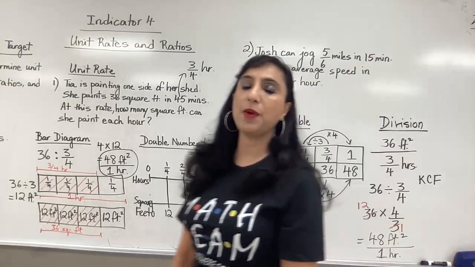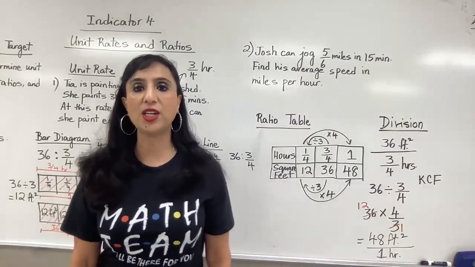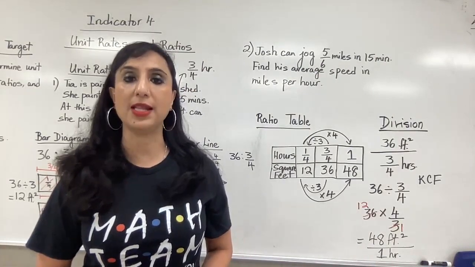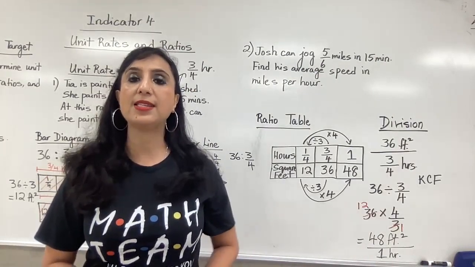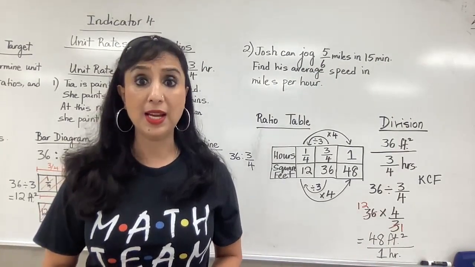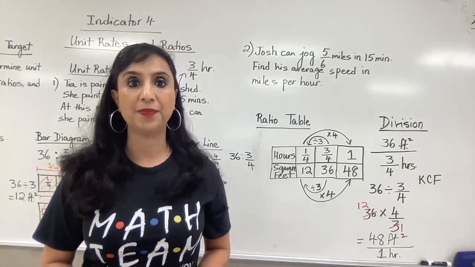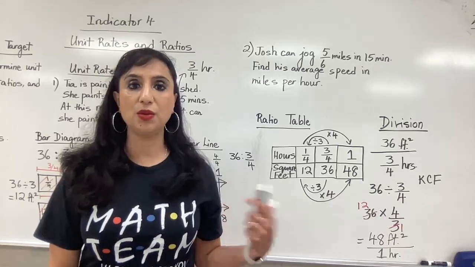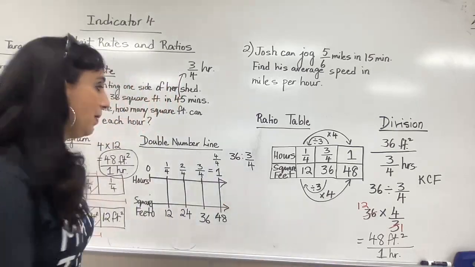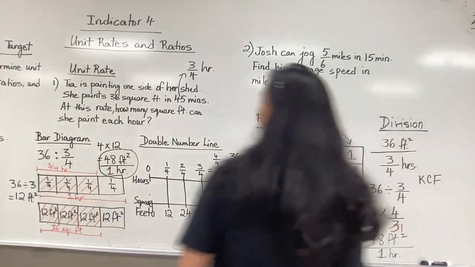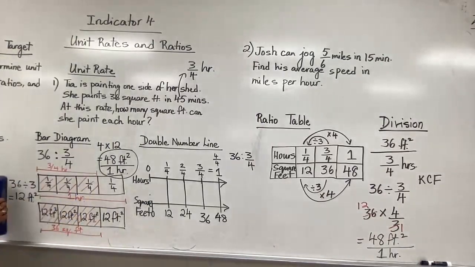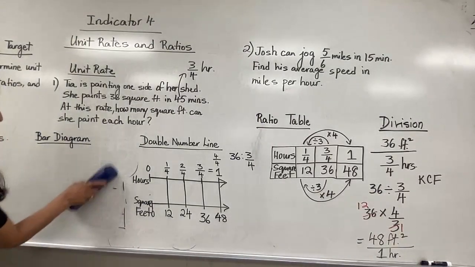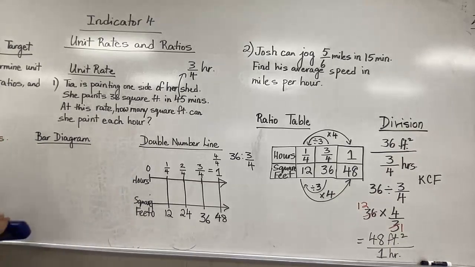All right, the next problem is saying Josh can jog 5/6 miles in 15 minutes. Find his average speed in miles per hour. Okay, so once again, I'm going to go ahead and do the 4 methods for you. Okay, so let's start with the bar diagram.